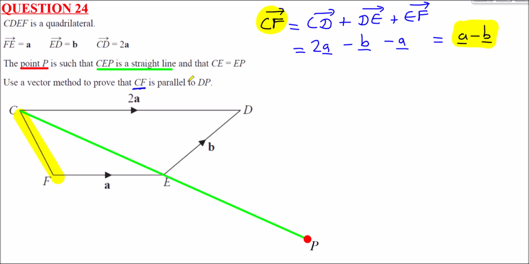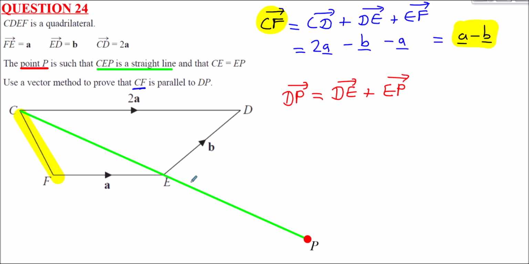What we need to think about next is the vector from D to P. So from D to P is down here. So to go from D to P, we could go from D down to E first. And then once we're at E, we can go to P.